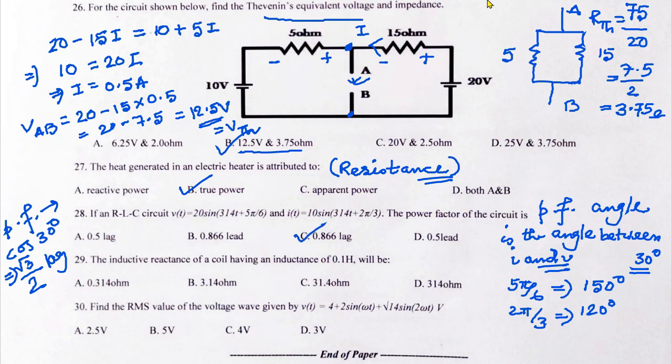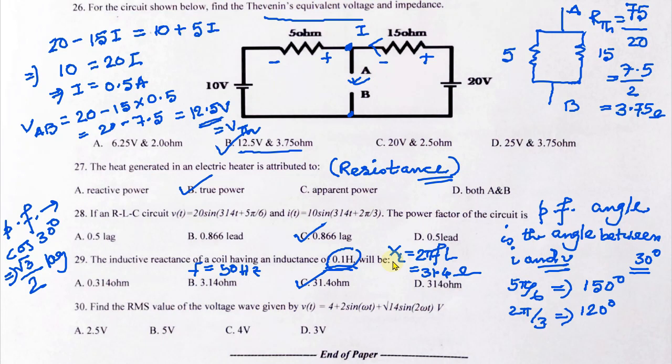Next, in question 29, it has been asked that the inductive reactance of a coil having inductance of 0.1 Henry will be. We know that inductive reactance XL is equal to 2 pi FL. The L is given to be 0.1 Henry, and we know that in India the frequency of supply is generally taken to be 50 Hz. So just put all these values, you will get XL to be 31.4 ohm. Okay, so the option C here is the correct answer.